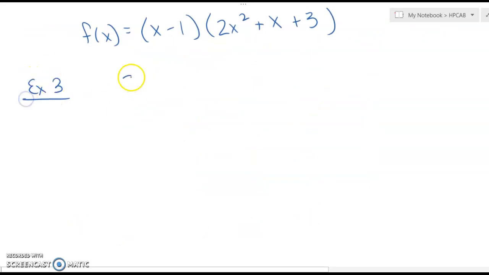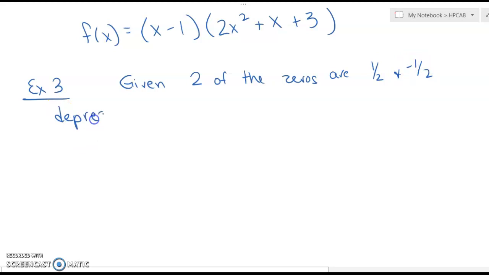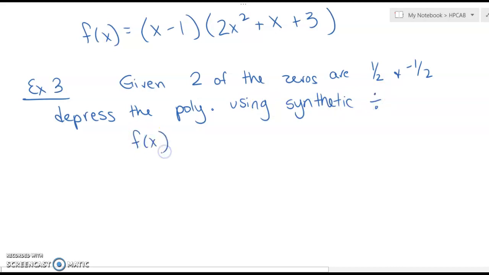Example 3, given 2 of the zeros are 1/2 and -1/2. Depress the polynomial using synthetic division. All right, so using synthetic division. And here's the polynomial. F of x is equal to 4x to the 4th plus 15x squared minus 4. All right, so if we can do 1/2 or -1/2 first, it doesn't matter.